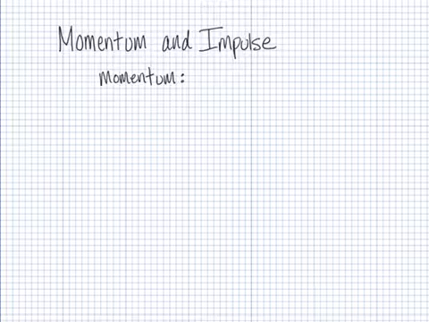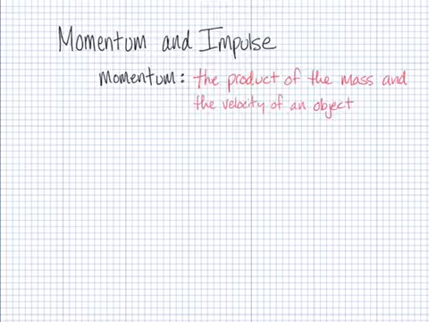Hey guys, so tonight we're just going to recap what we've learned the last couple days regarding momentum and regarding impulse. And so first we're going to start with momentum. And if you remember, momentum actually has two definitions. So if you'll remember, the first definition of momentum is that it's the product of the mass and the velocity of an object.